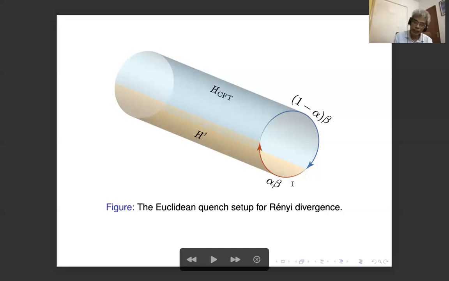So it's called a quench because you have changed the Hamiltonian for one part, but it's a Euclidean quench. It's not real time, it's Euclidean time quench, actually. So I think Myers and others introduced this, and they introduced it for a specific purpose, which I will briefly mention soon.